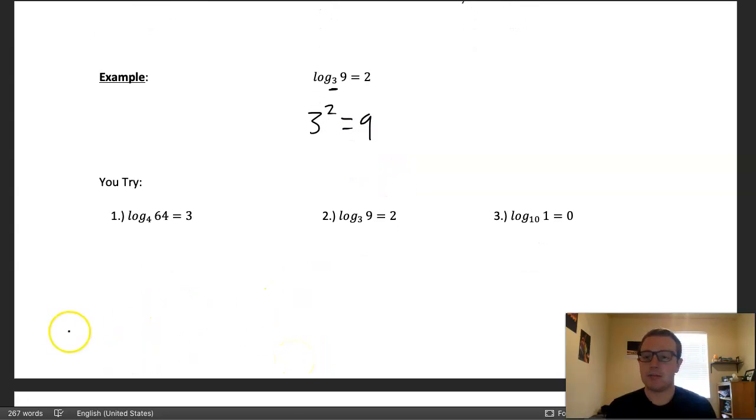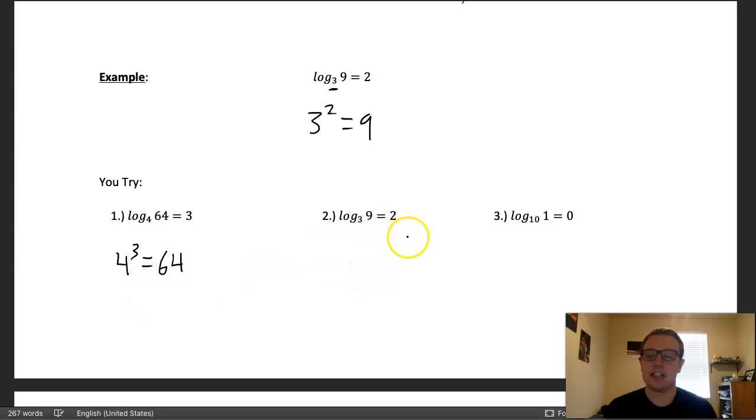Now let's have you all try a couple. What's log base 4 of 64 is equal to 3? How would we write that as an exponent? Now the base is 4, and we're going to move the 4 to be the base of the exponent on the other side. So this would become 4 to the 3rd is equal to 64.